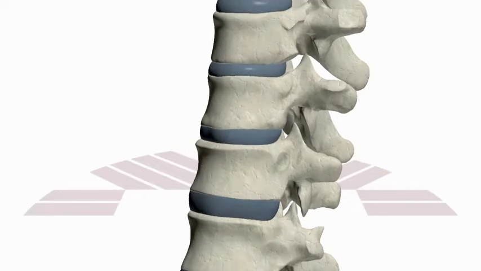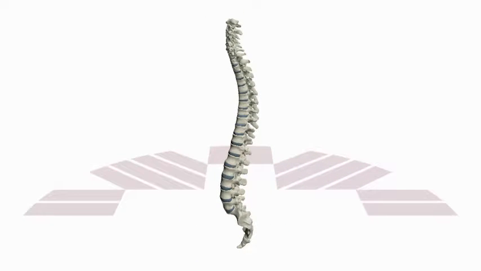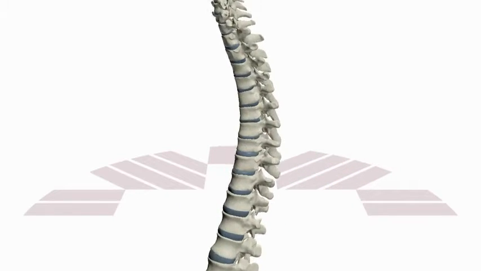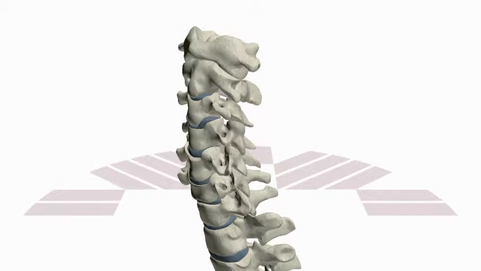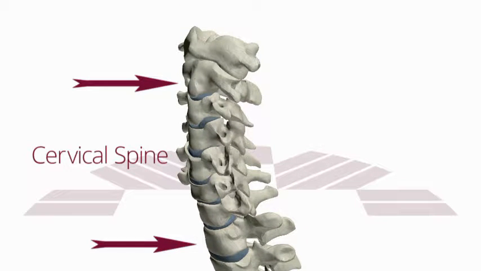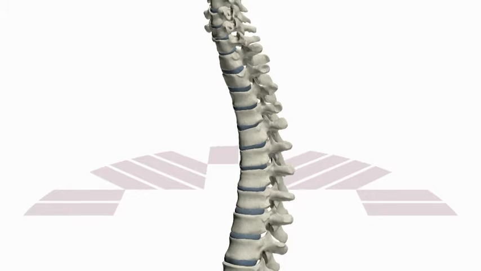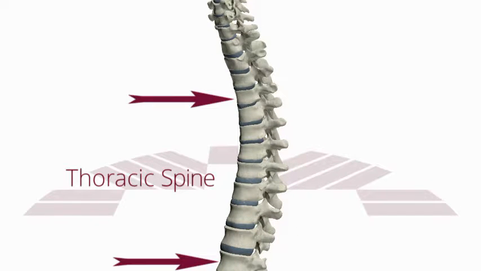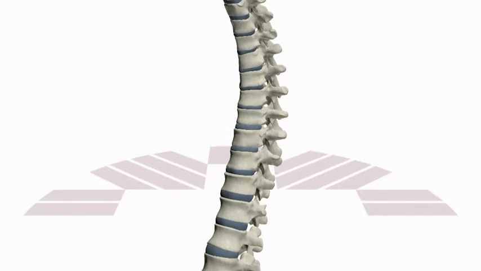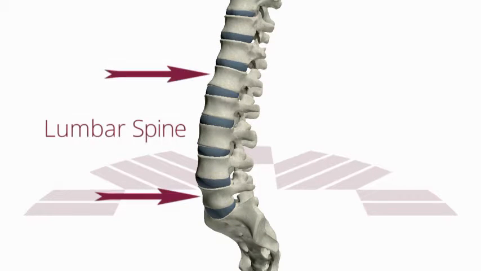A healthy spine forms an S shape from the neck to the lower back, and we divide it into three main sections: the neck or cervical spine, the chest or thoracic spine, and the lower back or lumbar spine.